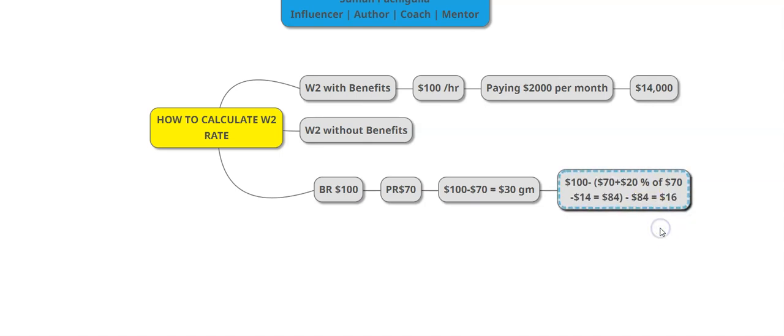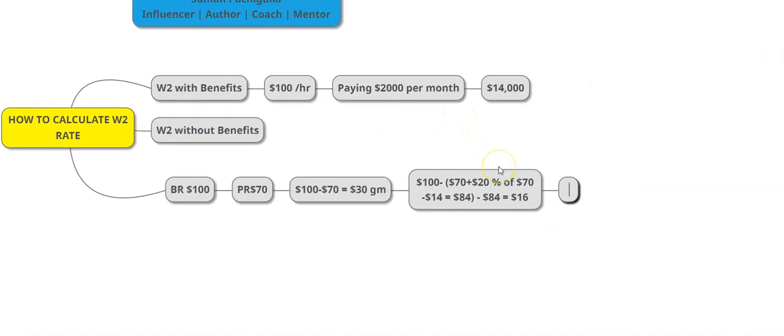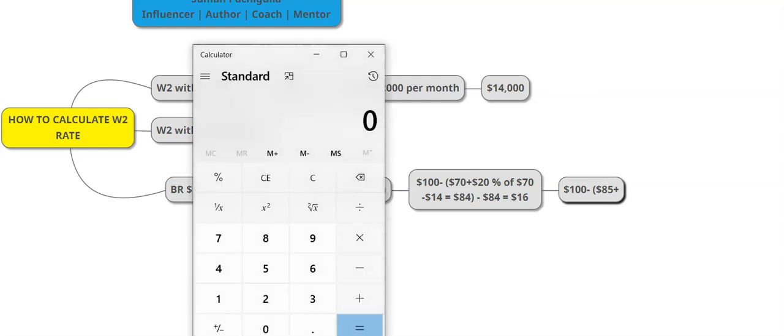Got it? So this is how you calculate. For example, you are paying $80 to the candidate or $85 to the candidate. So if you are paying 85, how much will it be? It will be $100 minus 85 plus 20% of 85. Let's calculate: 85 into 20%, so it is $17.